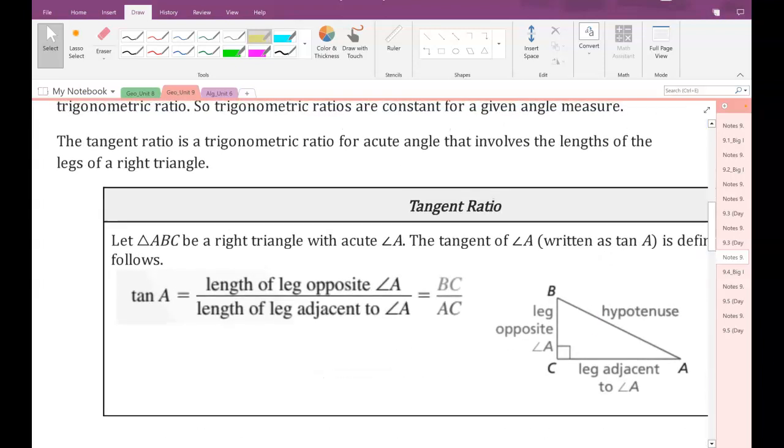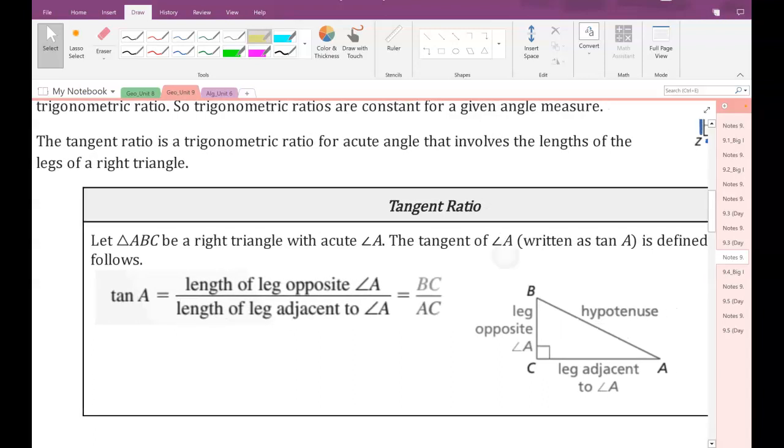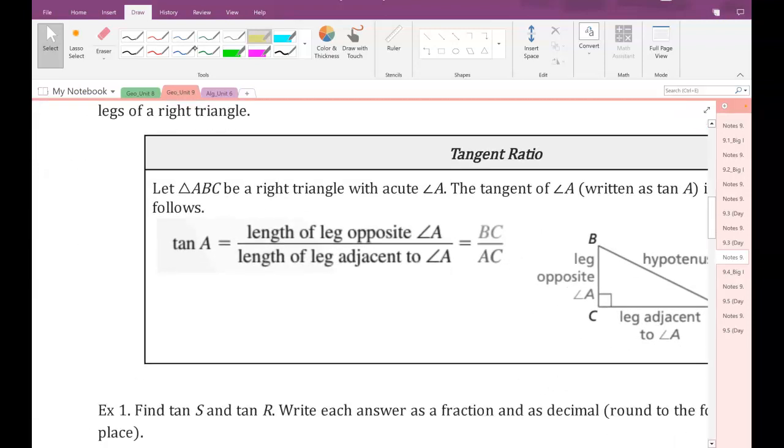And here's the nitty-gritty. It's not a theorem. It's just what the tangent ratio is and how to find it. Our setup is we have a right triangle, triangle ABC, and angle A is an acute angle. The tangent of angle A, we write it as tan of A, T-A-N of A. You may have seen there's a tan button on your calculator. You may have been wondering what that's for. We're finally going to use it. It's defined as the following.